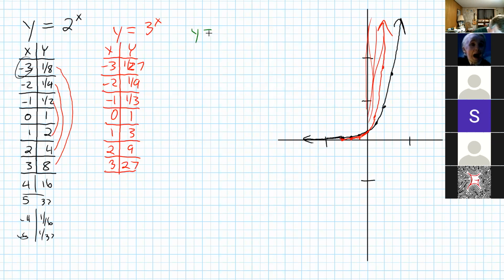Okay, let's go back and let's take a look at y equals 1/2 to the x.